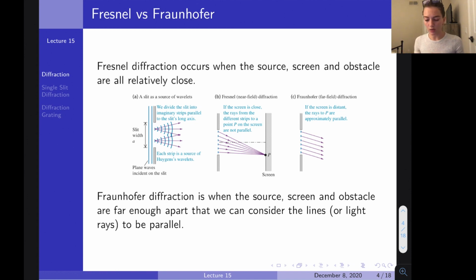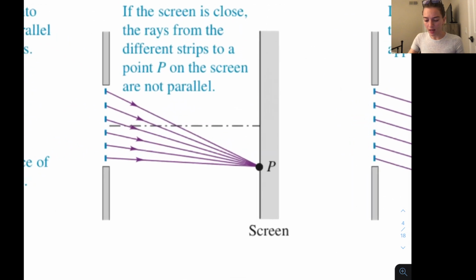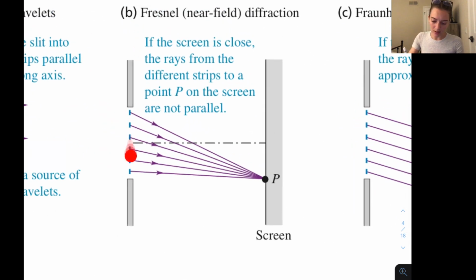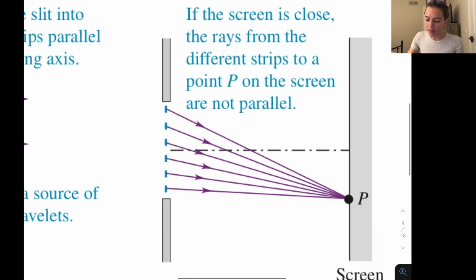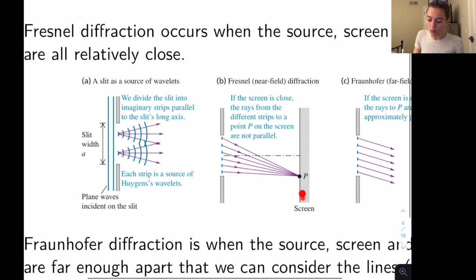So when I say that they're very close together, what that means is that you have this slit here, and let's say that the screen is very close to this slit where the light is coming from. It basically means that you can't approximate these rays as parallel when you zoom in real close to where they're coming out of the slit. You can see that this ray is almost perpendicular, and then this ray is definitely not. So that means that this screen is too close to this for them to be considered parallel.